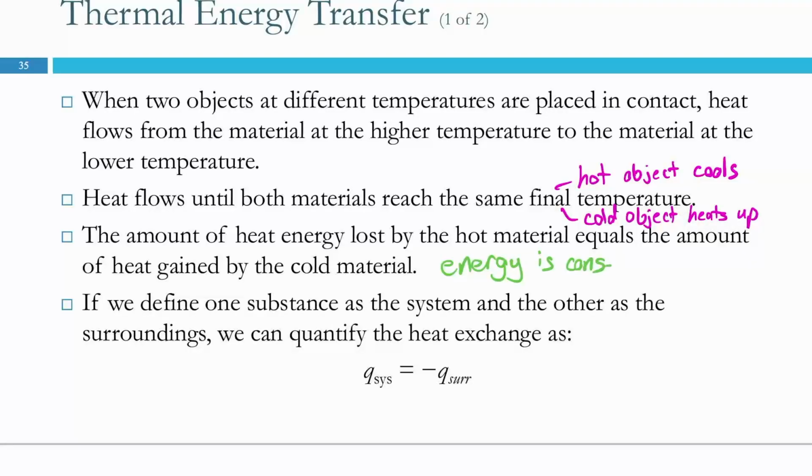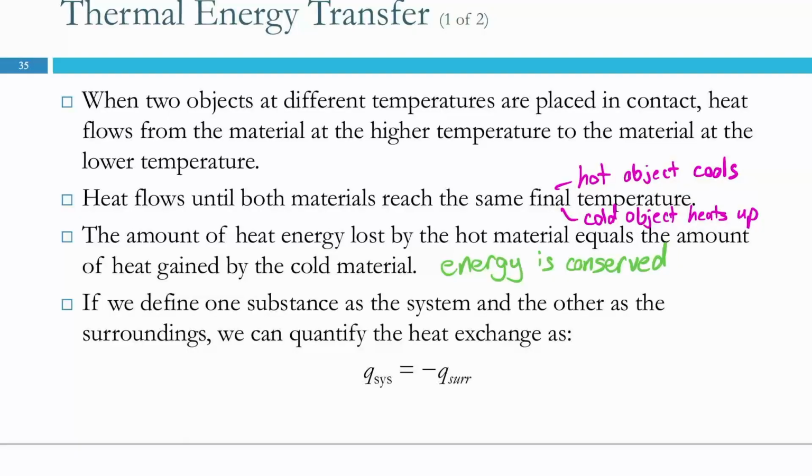The energy is conserved. So the amount of heat that's lost by one thing is the amount of heat that's gained by the other thing. The way that we would write this out is that the heat of the system, the amount of energy that was gained by the system, added into the system, is the same as the amount of heat that was lost by the surroundings.